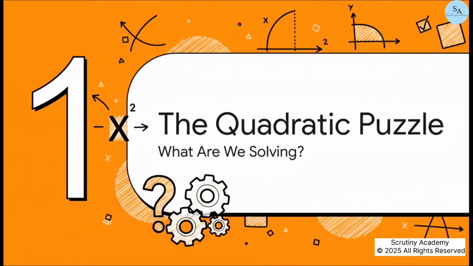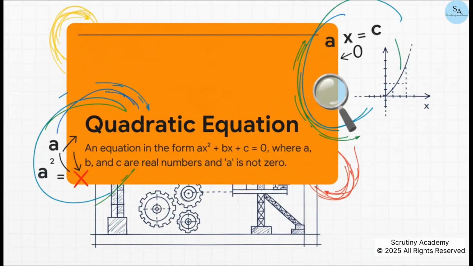Okay, let's dive right into it. The tool we need, the one that solves these kinds of puzzles, is the quadratic equation. It's literally designed for situations where a variable gets multiplied by itself, or when it's squared. So this right here is the blueprint for every single quadratic equation we'll ever see. a is the number in front of the x squared, b is the number in front of the x, and c is just the constant on its own.